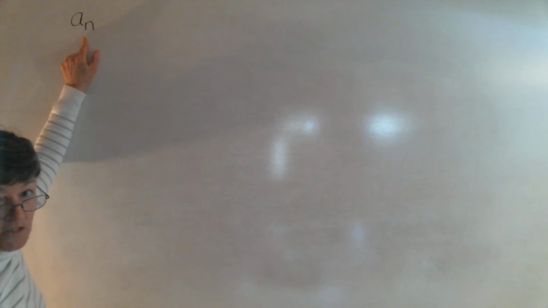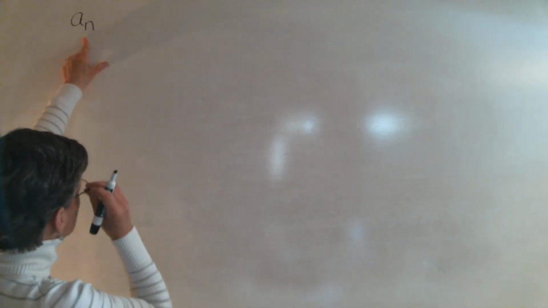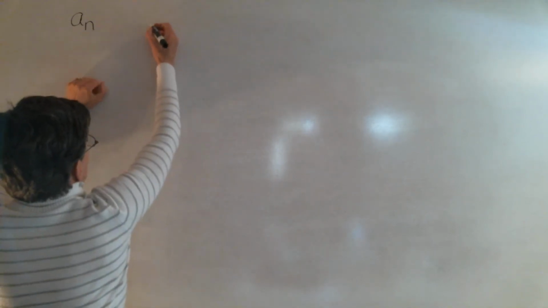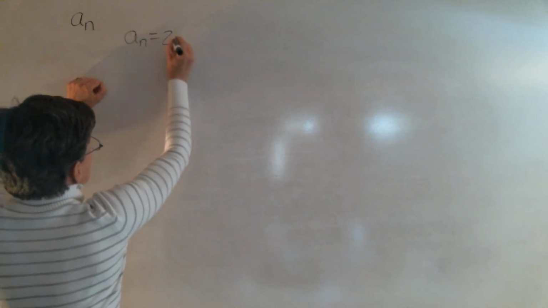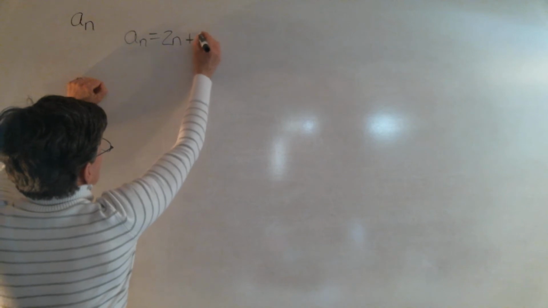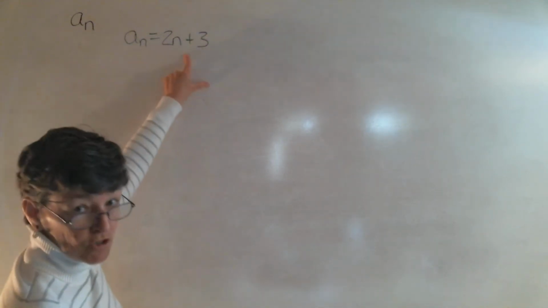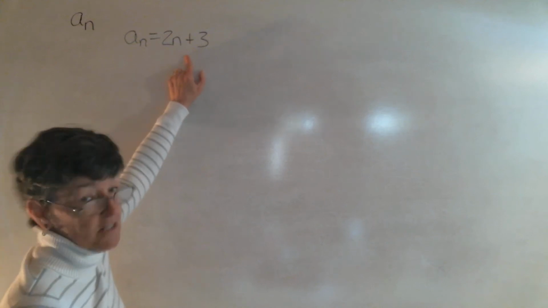Okay, this is an introductory video into sequences and series. So first let me introduce you to terminology. A sub n is the nth term in a sequence. So we might say, for example, let's say that A sub n equals 2n plus 3. Then that's an expression for how I can calculate any term in the sequence.